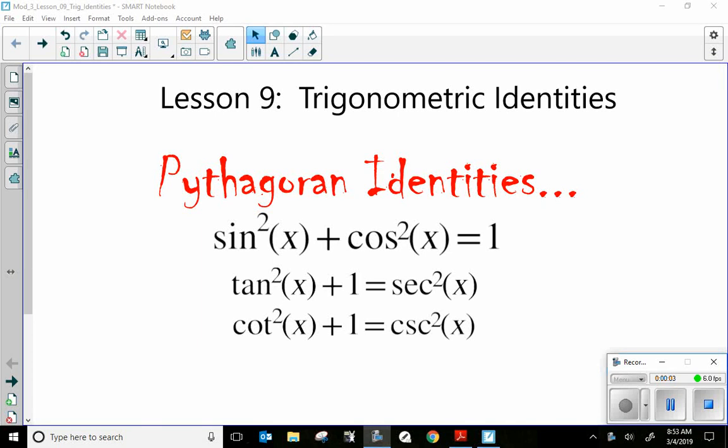Welcome to Unit 3, Lesson 9. We are going to be working on trig identities. I think that as far as the trig unit goes, this is my favorite lesson to do. I know you don't care. You're probably sitting there thinking, great, this is going to be the hardest one to do. But no, it's not. It really is simple.